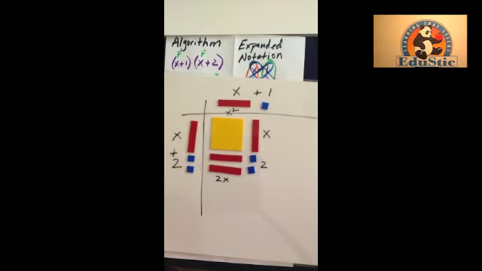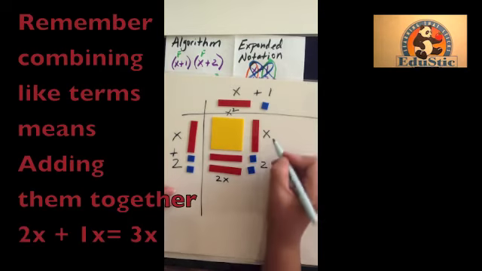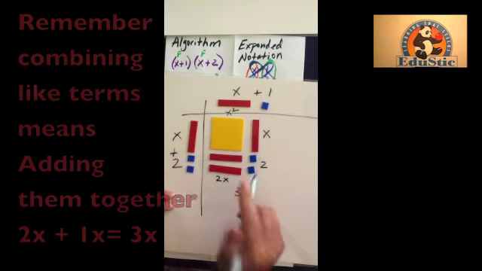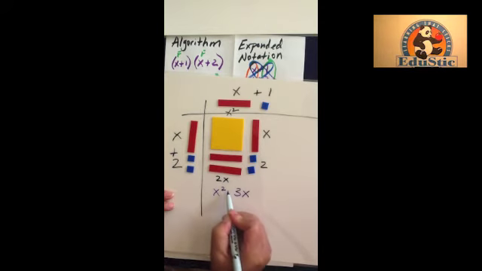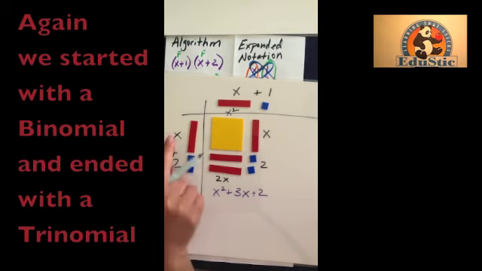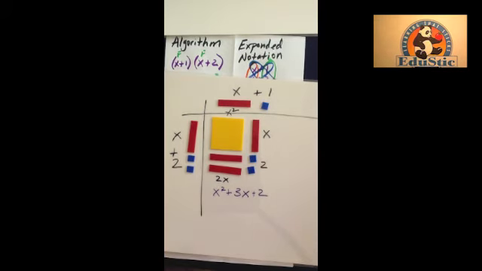I'm going to go ahead and combine the 2x's and the x. That'll bring 3x here. I'm going to bring down the x squared and then the unit 2. Again, we've rewritten a binomial times a binomial and it all became a trinomial as my final answer. We're going to go to our fourth and final step.